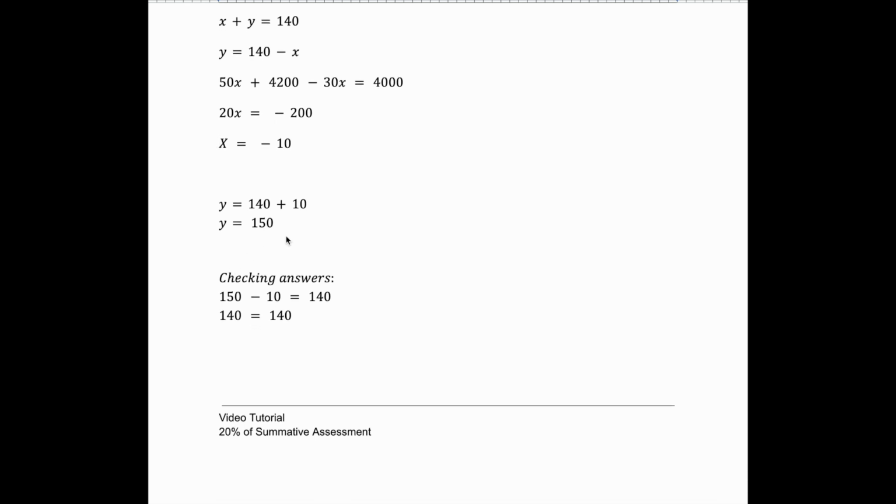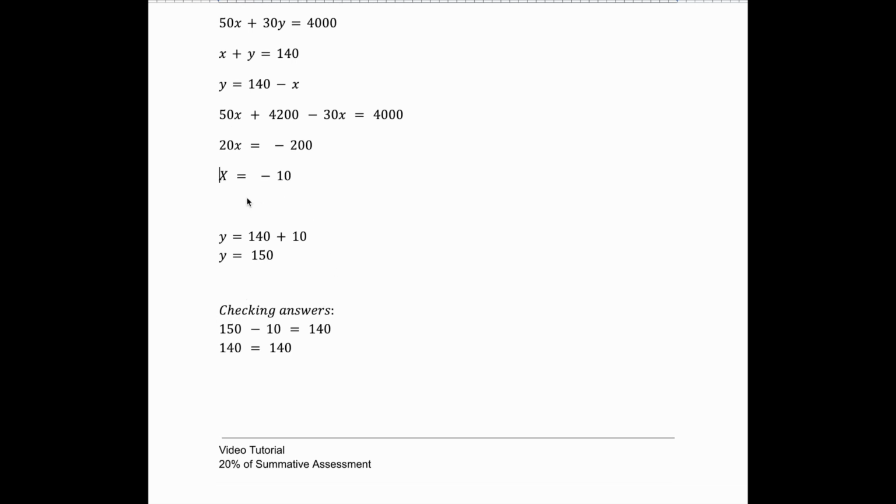Now, by checking our answers, substituting x and y into this equation, we get 150 minus 10 equals 140, and 140 equals 140, which means x and y are correct.